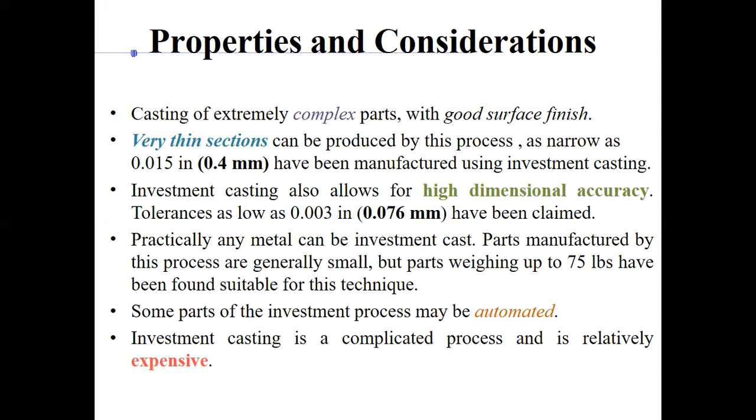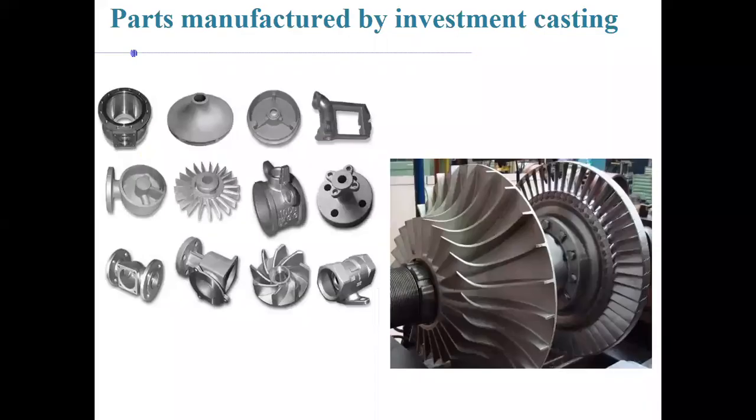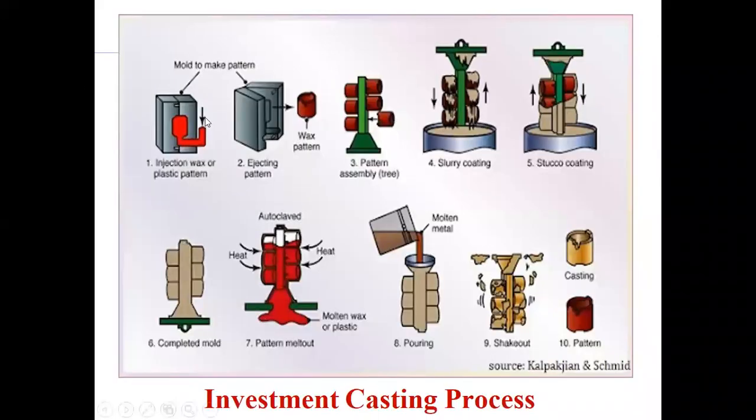Some parts of the investment process may be automated. Even this is possible. There are some parts, as for example, that injection die, injection molding. This can be automated. This dipping of the slurry, etc. can also be automated. But where the molten metal is involved, this has to be taken care of manually.